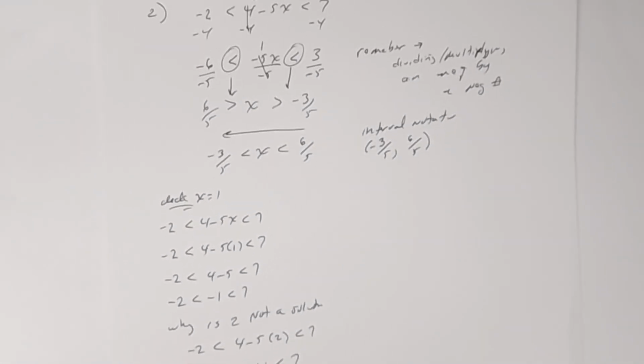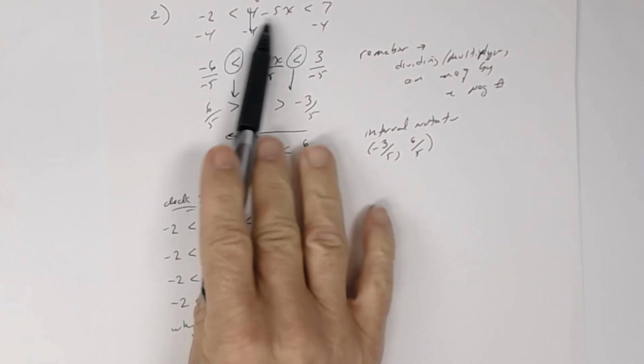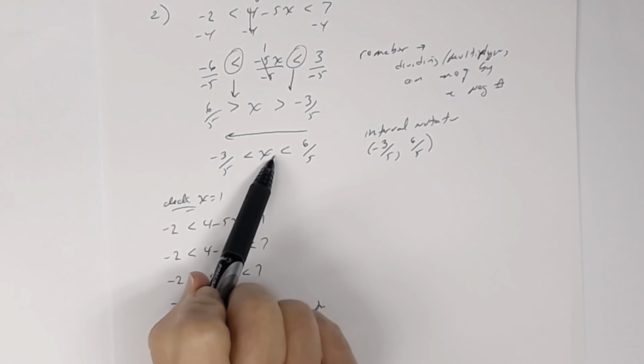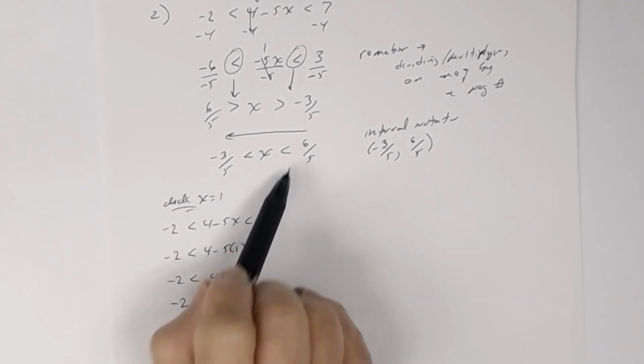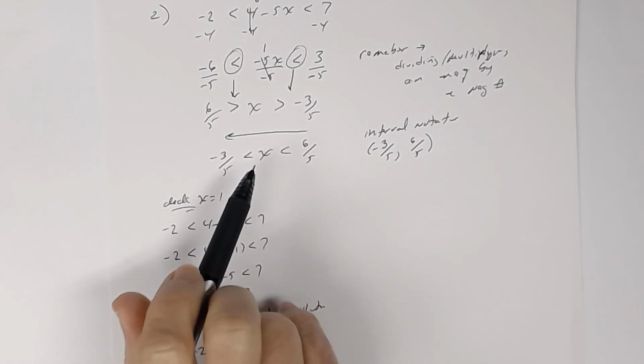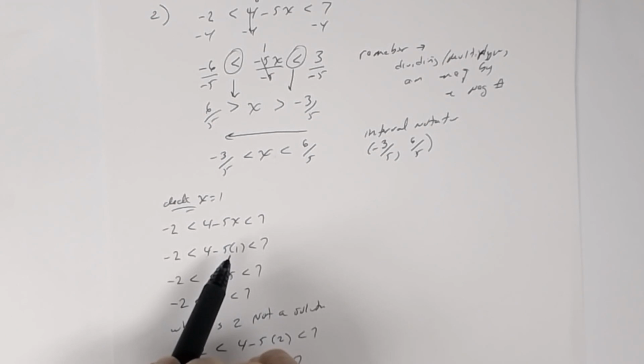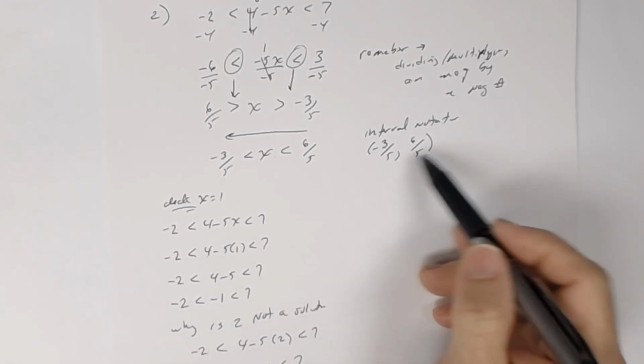So basically what you found here is that the solutions to my compound statement would be any real number between negative 3/5 and 6/5. Now I chose integers, but remember real numbers could be fractions, could be decimals that are anywhere in here. Okay? All right, so there's your interval notation.